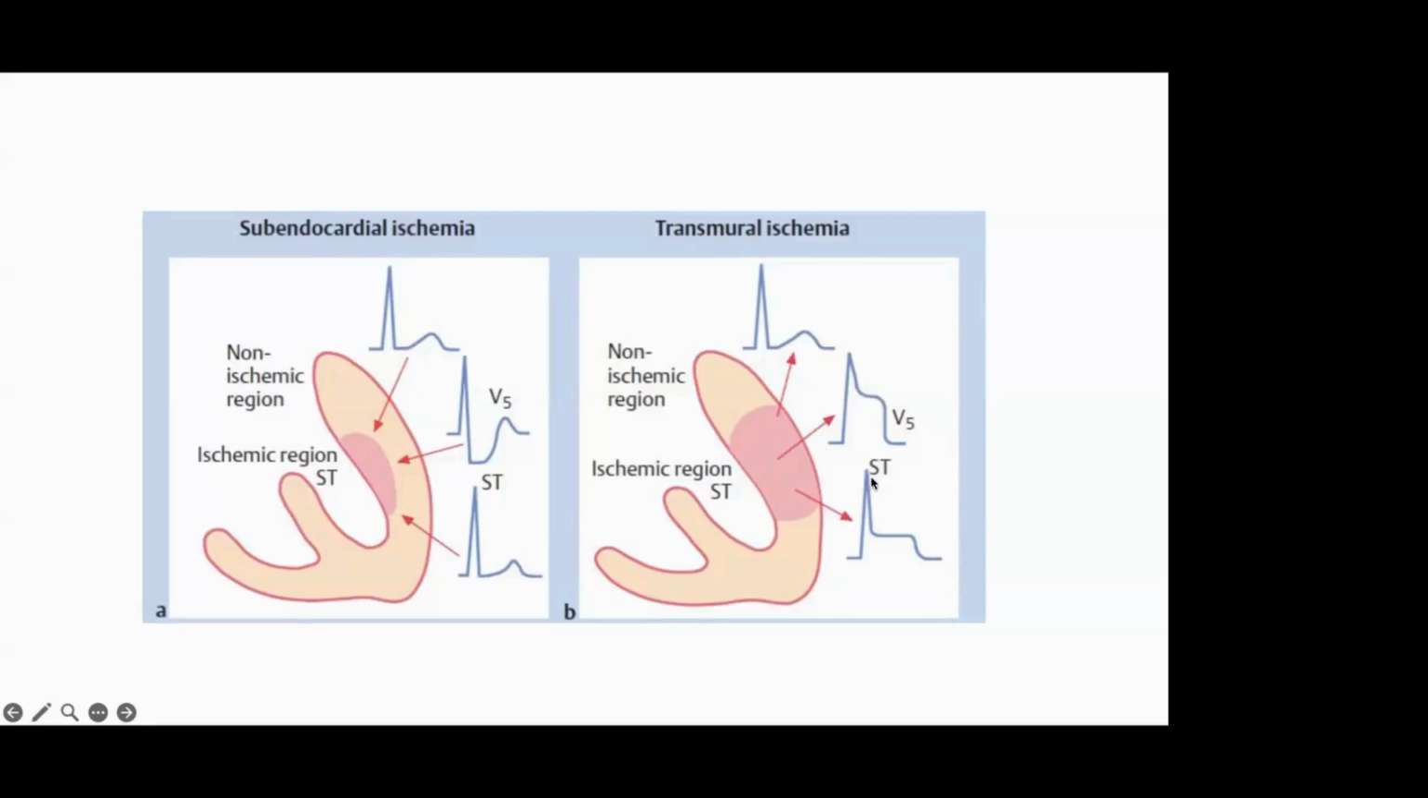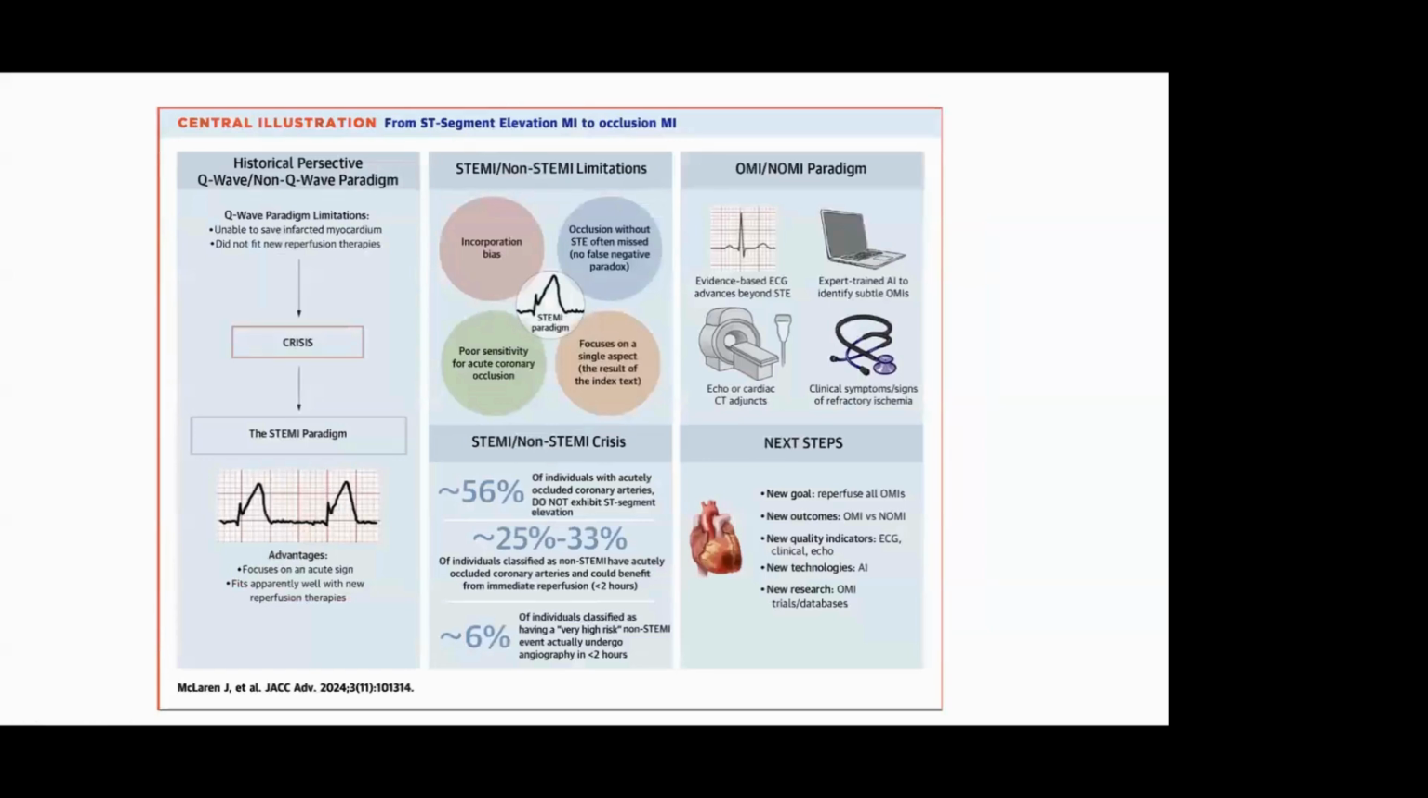So there is a new paradigm concept, STEMI versus ST elevation, the occlusive MI, OMI or non-OMI paradigm. This is occlusive MI. Why is it so? Because when we do angiograms in most of the ischemia patients, half of them will have occluded coronary arteries, but that coronary artery will be perfused from collaterals, or they have some mild and minor flow. So the aim is not to miss these patients.